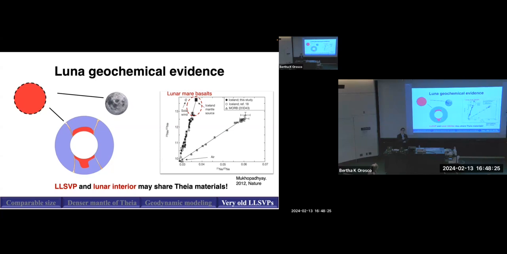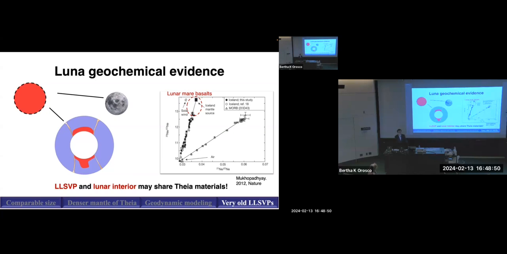If there is no substantial mixing during the moon's internal processes. Yeah, because the moon should have a magma ocean, but we don't know how deep that magma ocean was and what the mixing extent was. But I think it's still possible to find a large Theia signature in the interior of the moon.